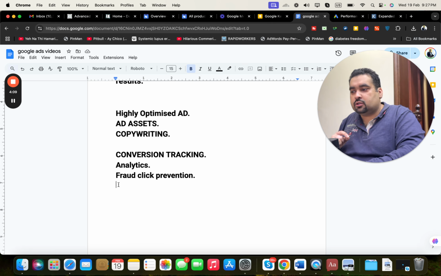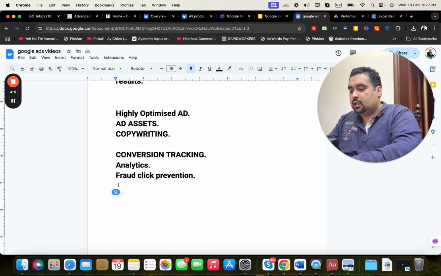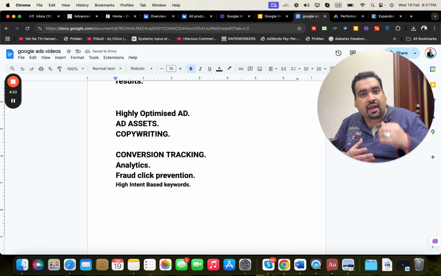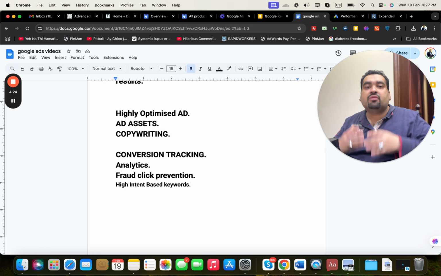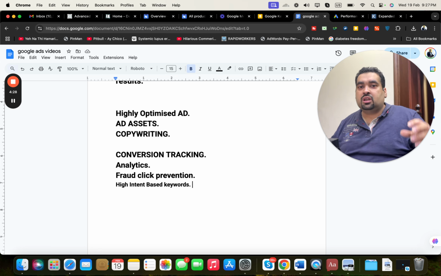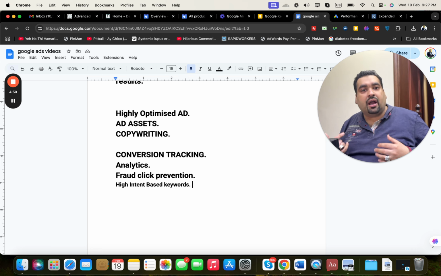And after this, the last part is looking for your high intent based keywords. Okay. Now what I'm saying is, you basically need to figure out the buying keywords, shopping keywords. Not every relevant keyword is a targeted keyword. So look around for those keywords which have the intent of buying.